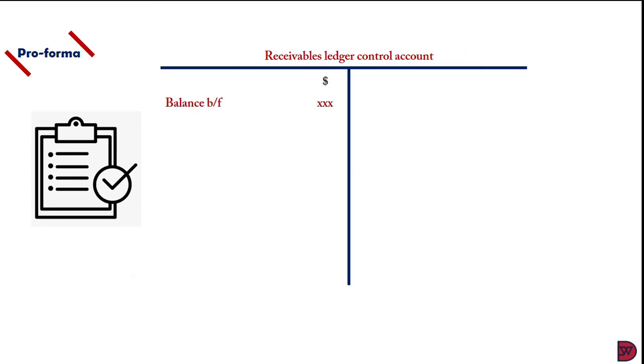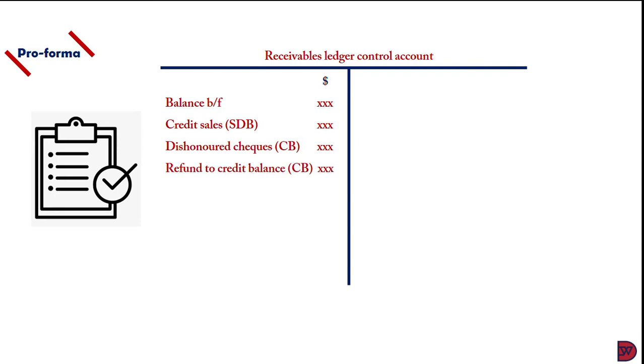So we debit it with the balance brought forward because the receivable is an asset account. We debit it with the sales for the period, which will be picked from the sales day book. So if there's an annual check, refund to credit balance, interest charge when the amount they owe is overdue and we decide to charge interest on it. When we move to the credit side, we see a balance brought forward.